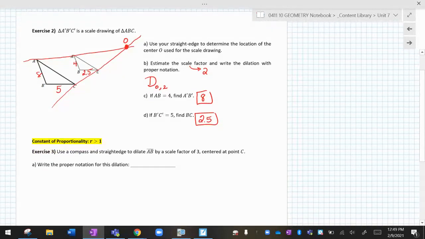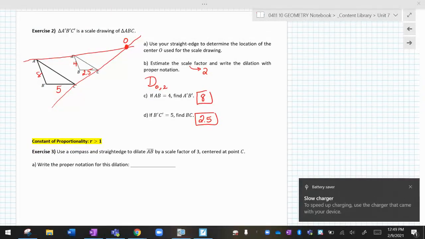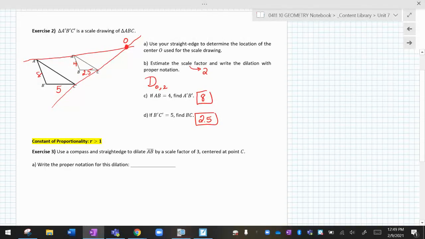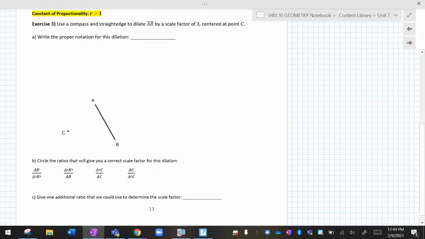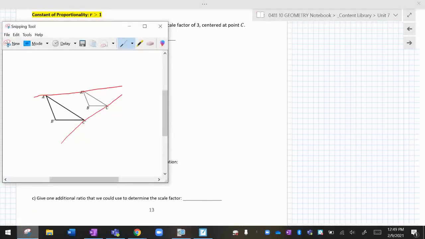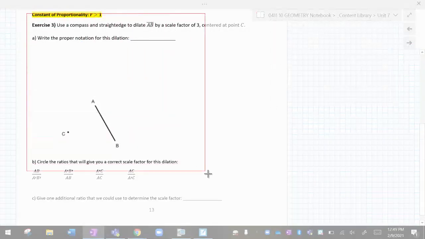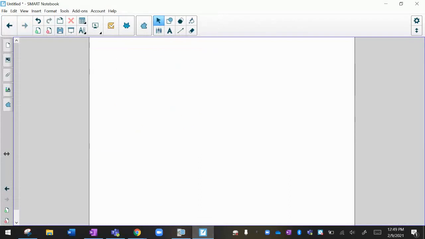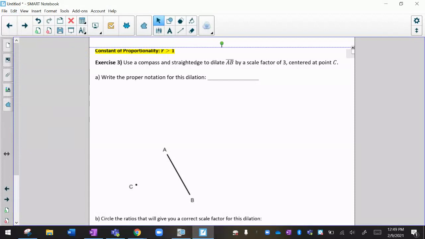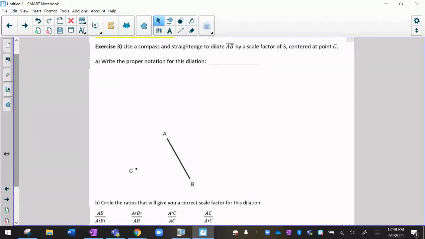Okay, so constant of proportionality, R is greater than 1. So if I want to dilate something that isn't already dilated for me, what do I do now? It says use a compass and a straight edge to dilate AB by scale factor 3 centered at C. Write the proper notation for this dilation. All right. So when we do this, you're going to need your ruler and your compass. Okay. And we are going to do this together. Okay. So it says use a compass and a straight edge to dilate it by a factor of 3 centered at C. Write the proper notation.